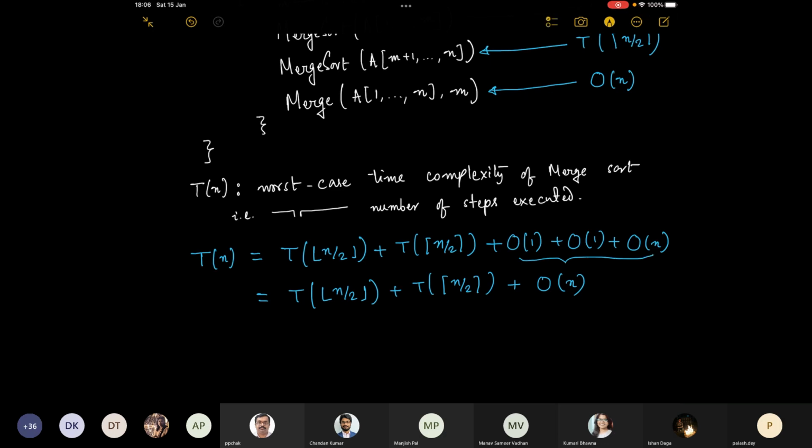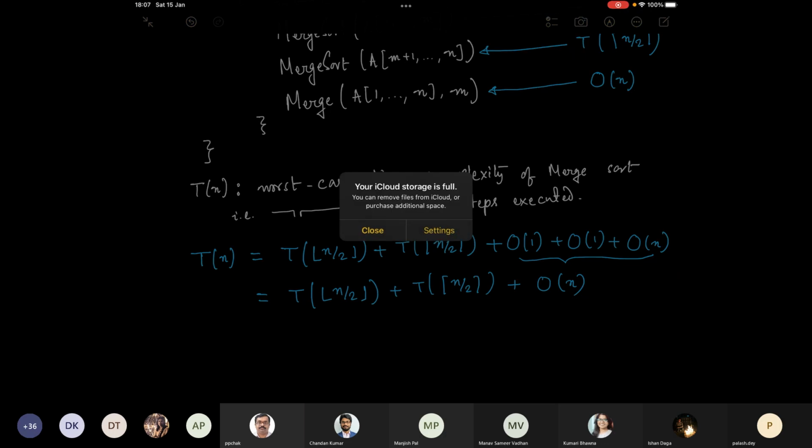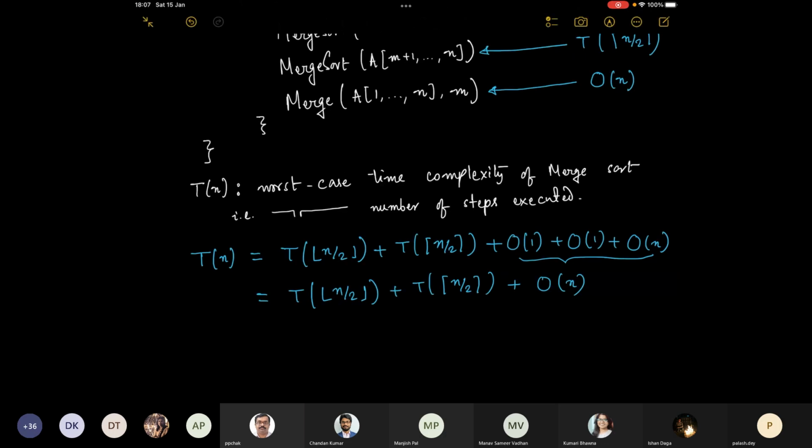Now you know that these three can be combined and written as order n. That follows from basic properties of big O notation. Big O of 1 is also big O of n, and big O of 1 is also big O of n. Big O of n plus big O of n is the same as big O of 2n, which is the same as big O of n. And if you apply it again, then you get that these three sum to big O of n.